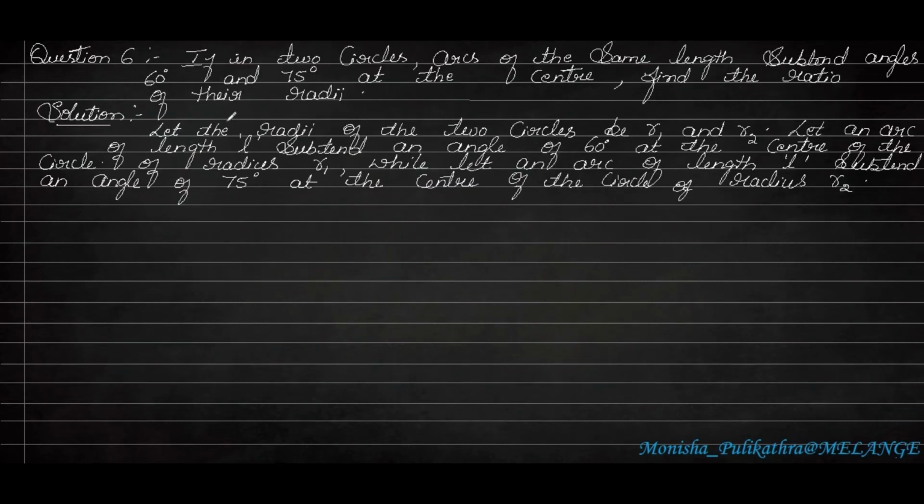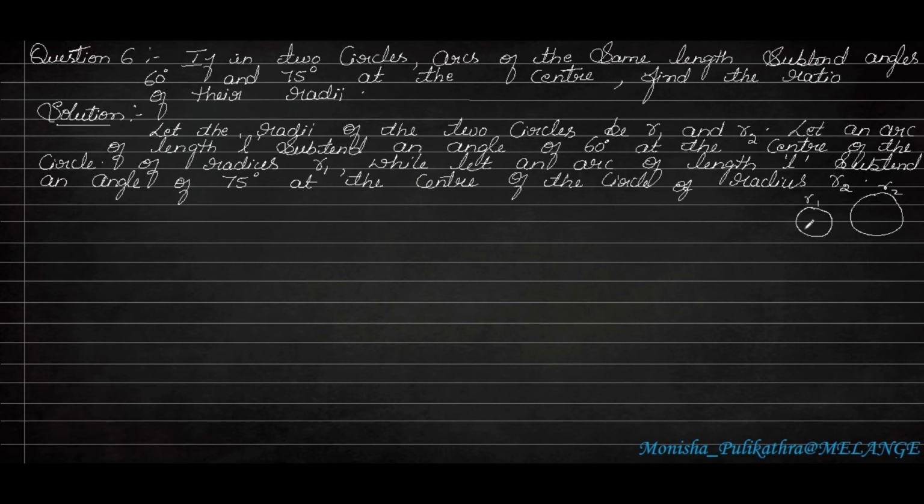Moving on to the sixth question. The sixth question is: if in two circles, arcs of the same length subtend angles 60 degrees and 75 degrees at the center, find the ratio of their radii. So there are two circles. We don't know the radius of either. One may be the larger circle and another may be a smaller circle. So let the radius of the first circle be R1 and the radius of the second circle be R2.